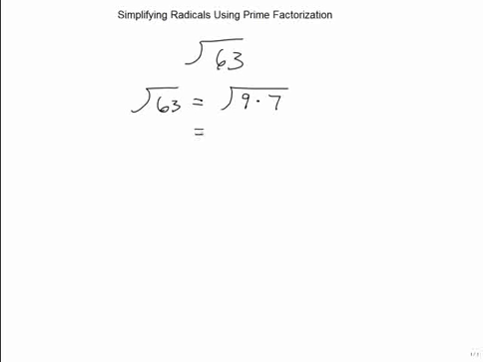Break that down even more. We know that the square root of 9 is 3 times 3, and then we also have times the square root of 7. So by looking at this, the square root of 3 times 3, or the square root of 9, is 3 times the square root of 7, and how we write it is 3 square root 7. So the square root of 63, if we simplify it, we can write as 3 square root 7.